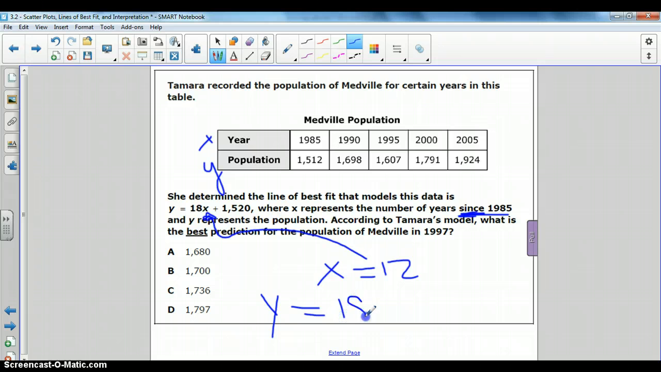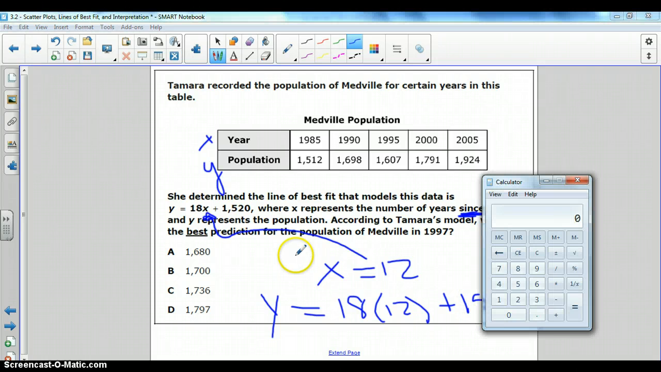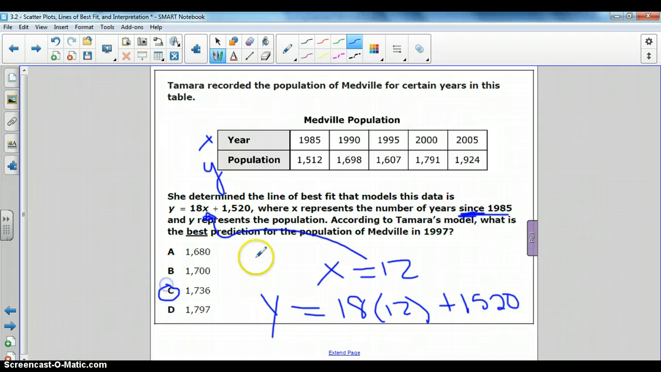So 18 times 12 plus 1,520. 18 times 12 plus 1,520 equals 1,736. So the answer is C.